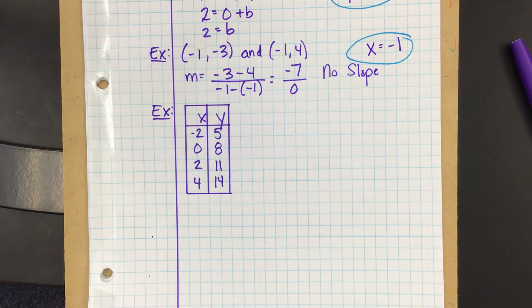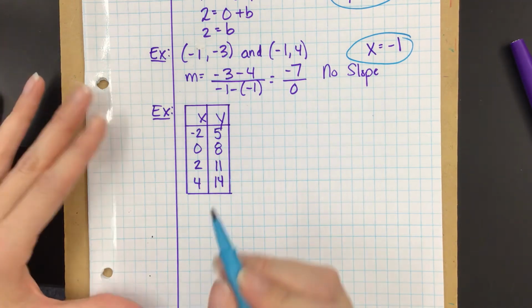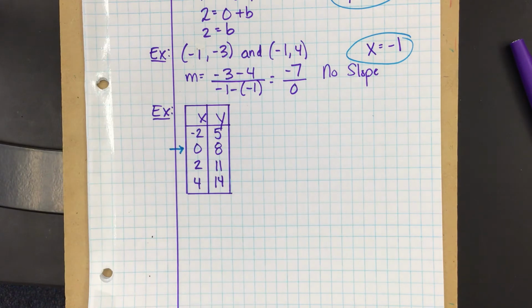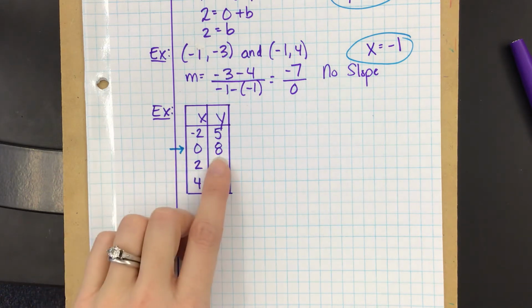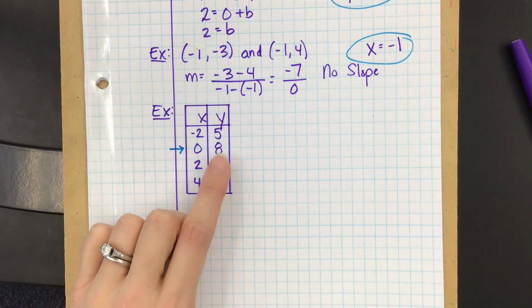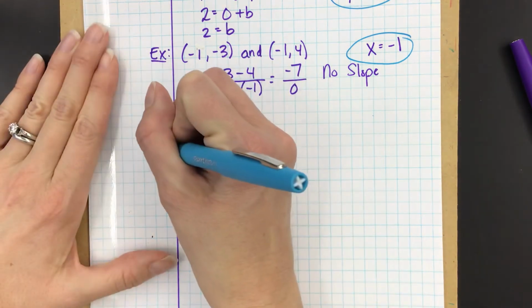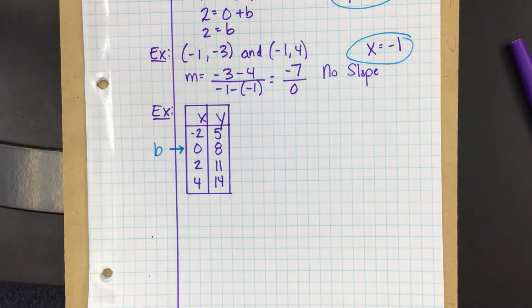Okay, so I'm going to point something out about this table before we even start finding the equation of the line. And that's your y-intercept. You can actually see it in this table. It's right here, okay? Because whenever x is equal to 0, then that's your y-intercept. So we already know, without having to do any math, that you're going to have a y-intercept of 8 for this. So that's our y-intercept b.